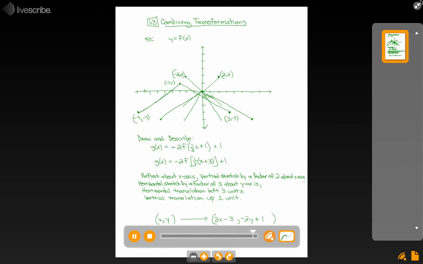If you check the dimensions of this final graph, you should see that it's exactly twice as tall and 3 times as wide as the original, and it's been moved left 3 units and up 1 unit. So there's combining transformations in 5 minutes.